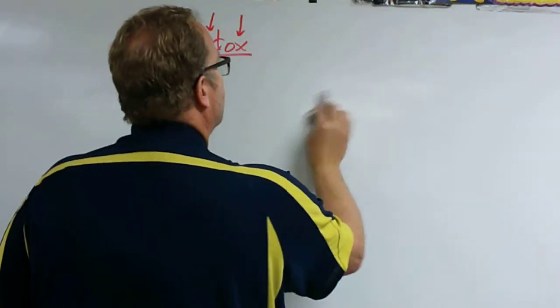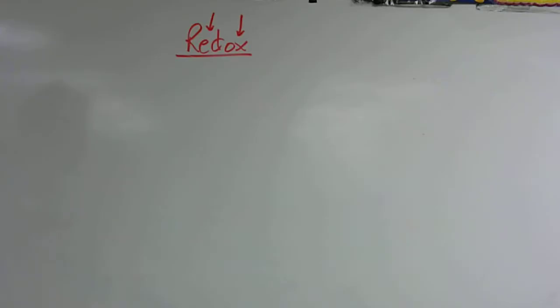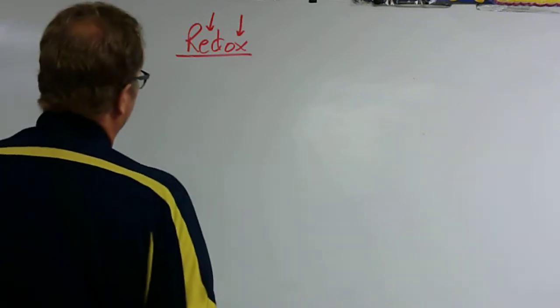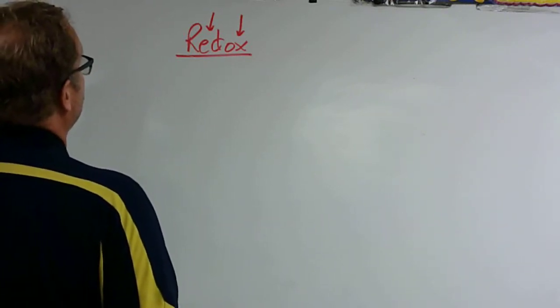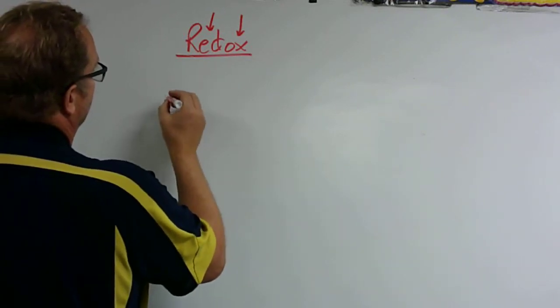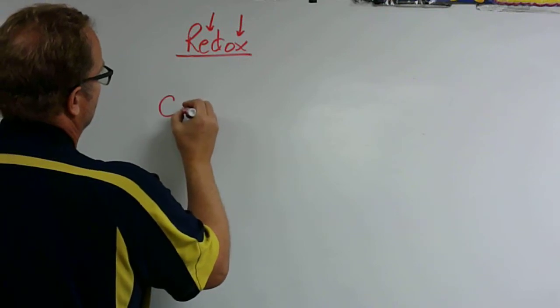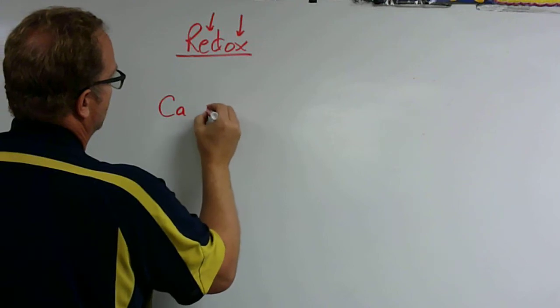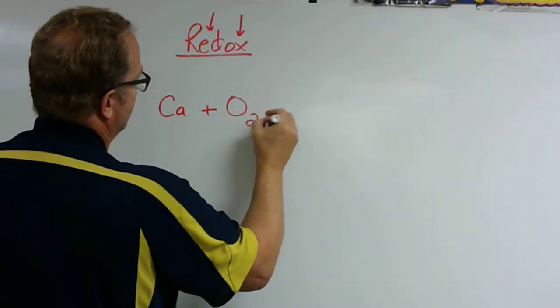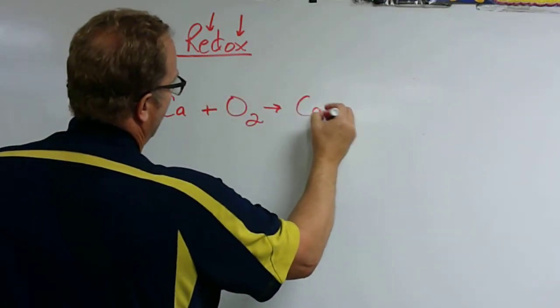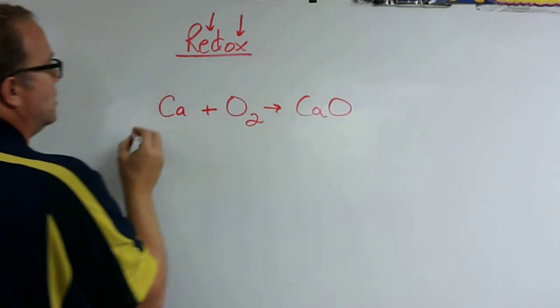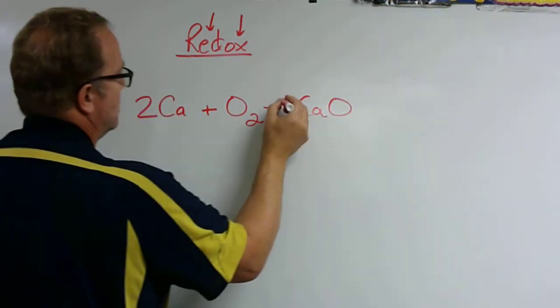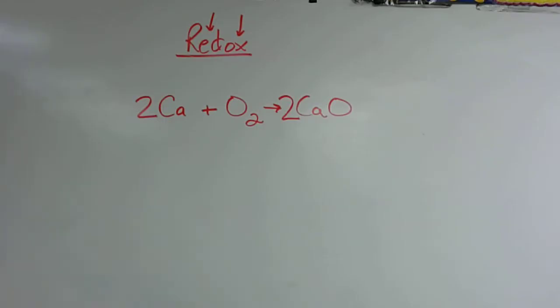Let's go ahead and do another one. Again, I'm going to do like 3 or 4. Let's say we have one that looks like this: Ca plus O2 yields CaO. So we have this.